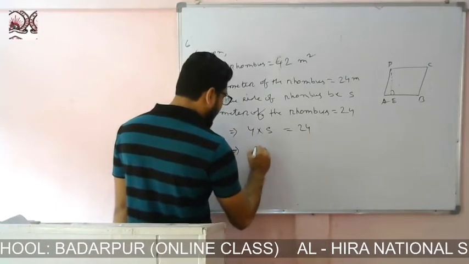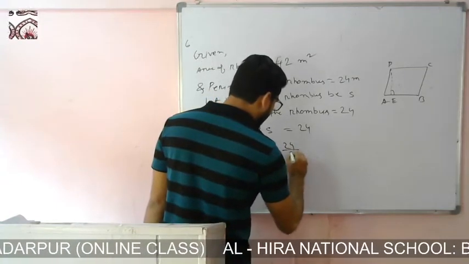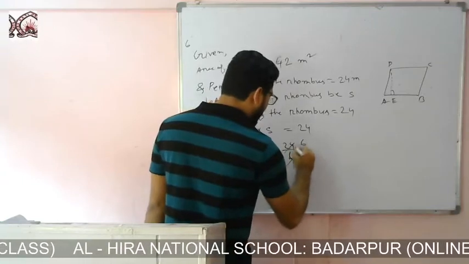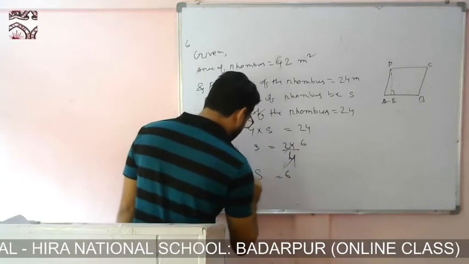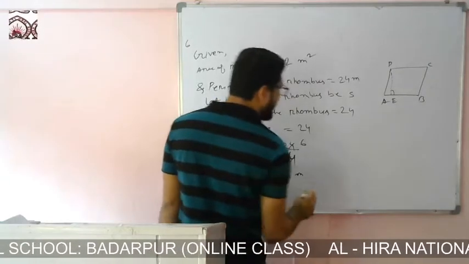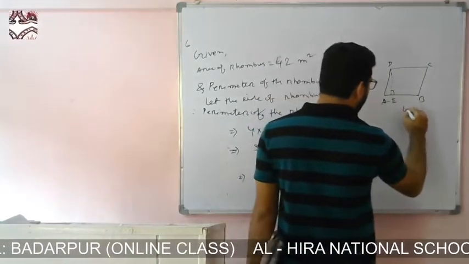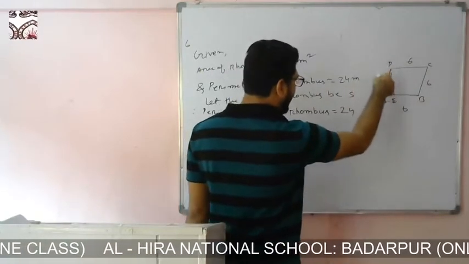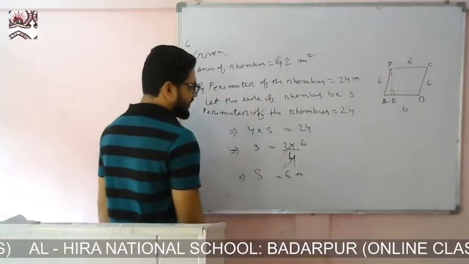So from here you can write s equals 24 by 4. If I cancel, I will get 6. So you can write s equals 6 meter. That means all sides are 6. This one also 6, this one also 6, this one also 6. Now you can find the area of the rhombus.